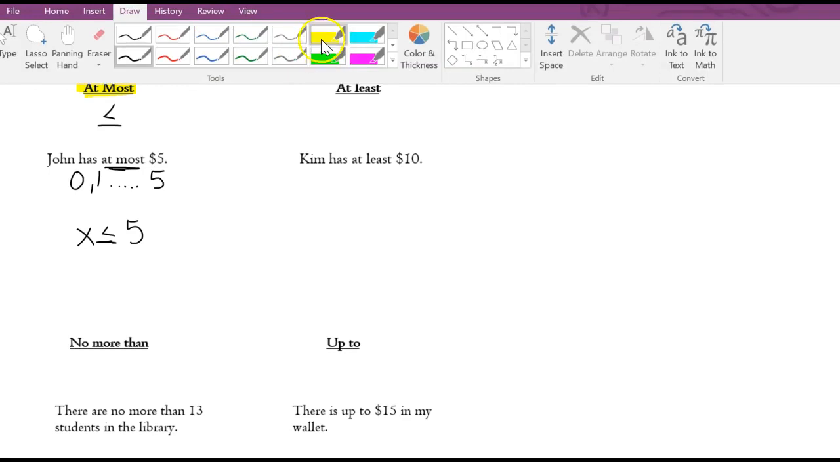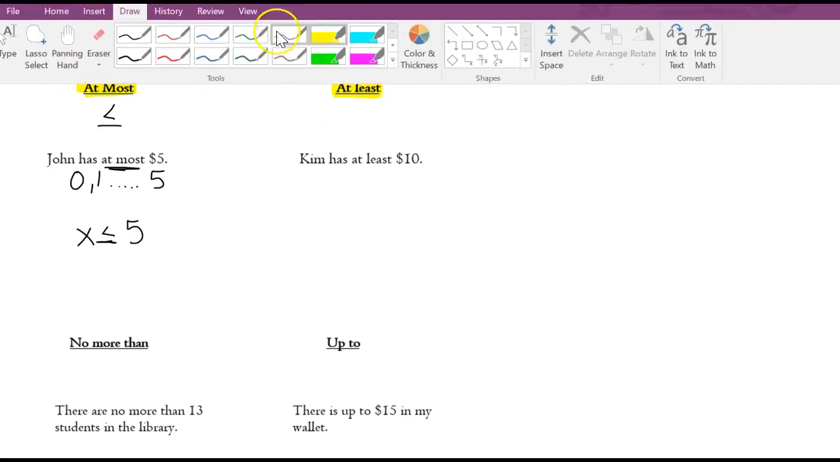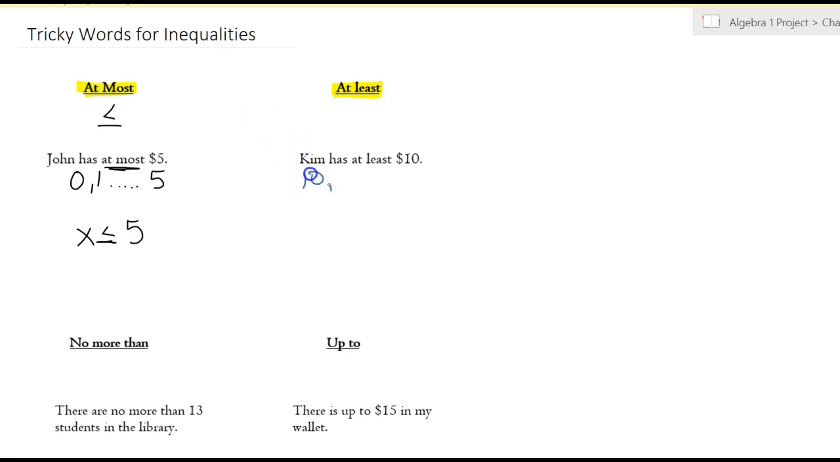Okay, when you have "at least" an amount, so Kim has at least $10. That means she could have 10, 11, 12. She can even have $25, right? But she has at least $10. So that means it's greater than 10, but because it could be 10, it's equal to. So at least is a greater than or equal to.